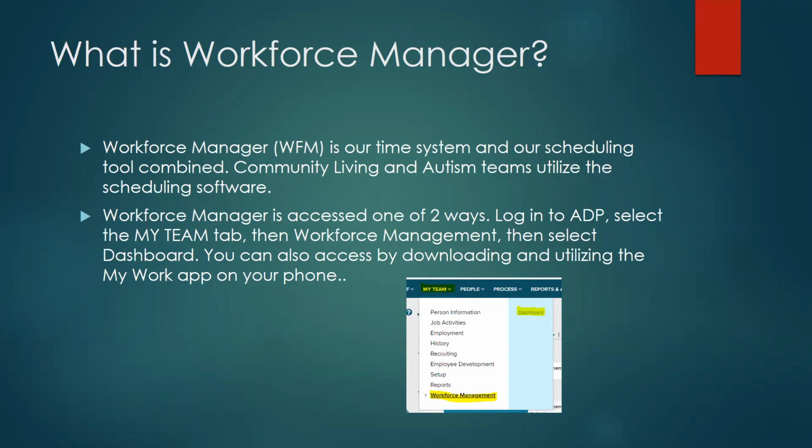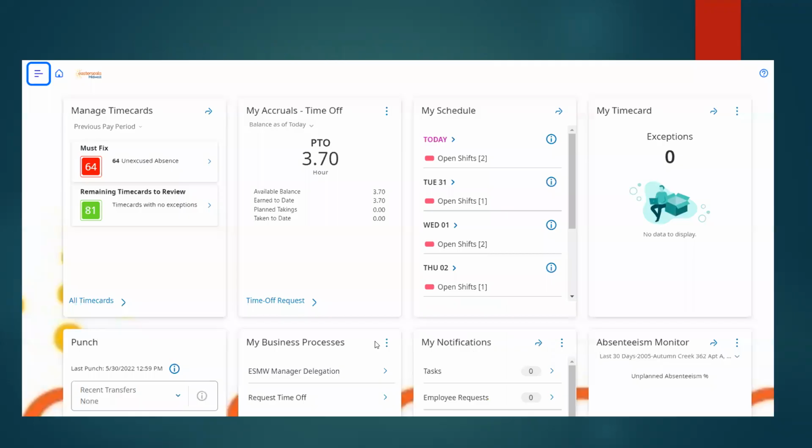So Workforce Manager is accessed one of two ways. You can log into ADP, select the My Team tab, then go to Workforce Management, and then select Dashboard. You can also access it by downloading and utilizing the My Work app on your phone. Please know that My Work app is 2 words. There's another MyWork app out there that's a little bit different, but ours is My Work with 2 words. And this is the dashboard.